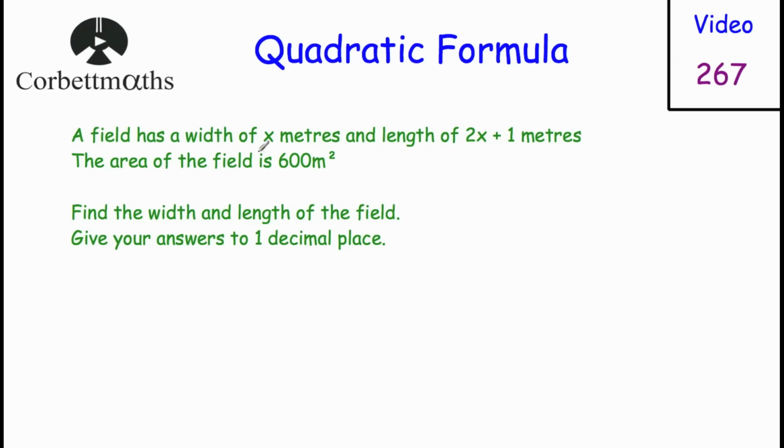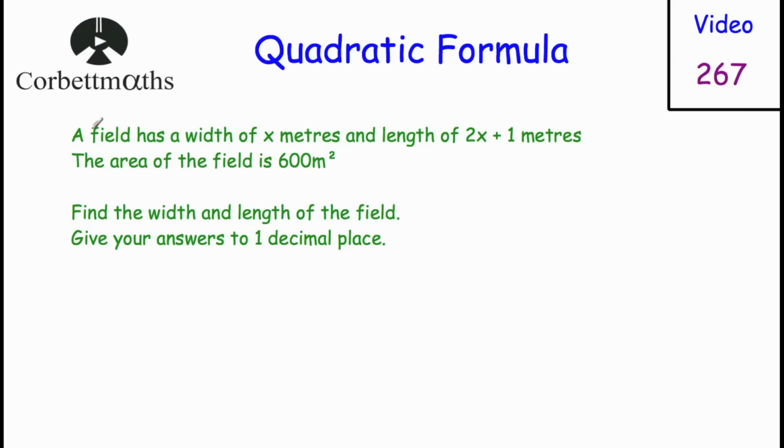Okay, so we've looked at the quadratic formula. Now, sometimes in M4, you're given a question in a wordy context or a wordy situation, and you have to create your own quadratic equation that you need to solve. So let's have a look at a question like that now. We've been given a context. A field has a width of x meters and a length of 2x plus 1 meters, and the area of the field is 600 meters squared. Find the width and the length of the field. Give your answers to one decimal place.